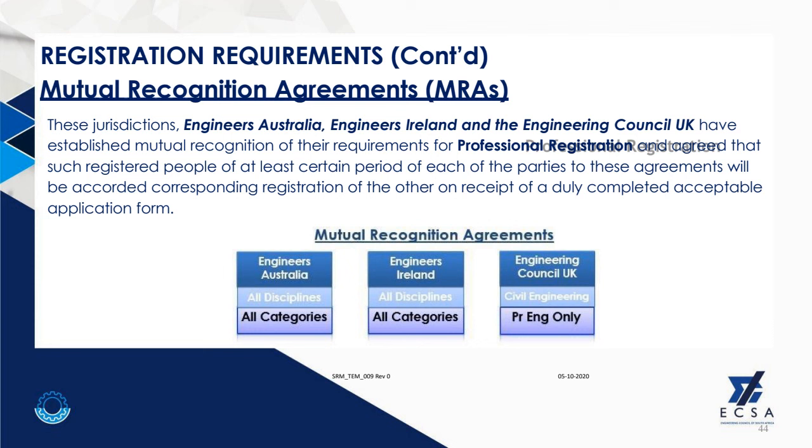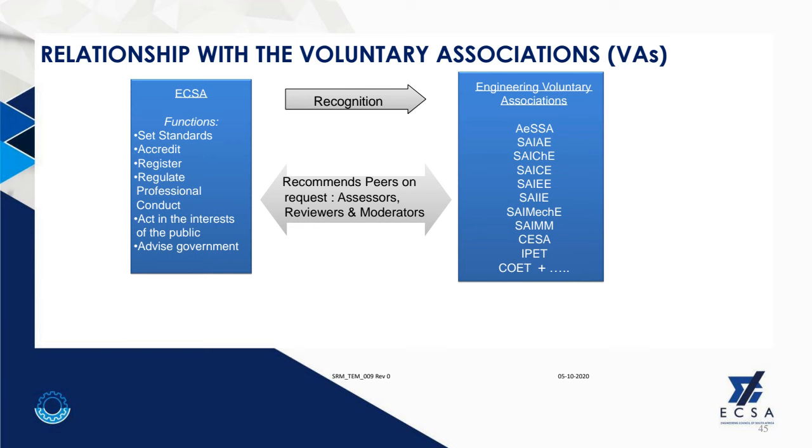If you look at Engineers Australia, it covers all disciplines and all categories. Engineers Ireland is the same. With Engineering Council UK, it is only civil engineering and only for professional engineers. So that is what, over and above the IEA, the mutual agreements signed by ECSA are about on the international level.